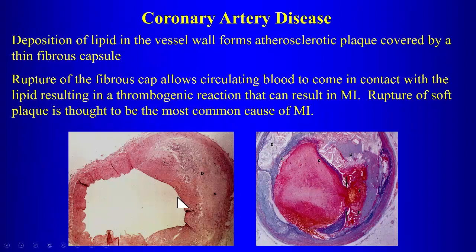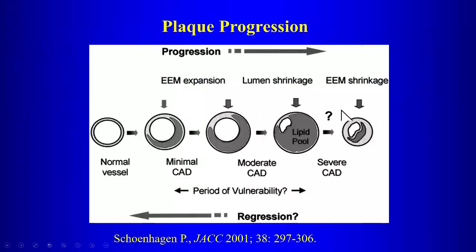And that's called the vulnerable plaque hypothesis. So it's the deposition of the lipid within the wall of the vessel, and it's covered by a thin fibrous capsule, so this is vulnerable to rupture, and if it does rupture, then the vessel becomes occluded, and the patient develops an infarct. So rupture of soft plaque is thought to be the most common cause of myocardial infarction.